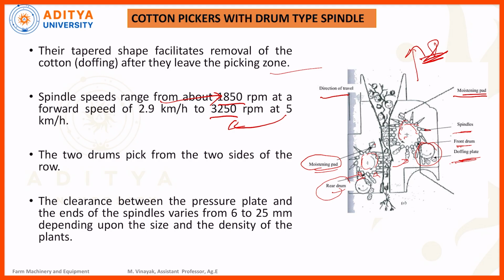So next one, the clearance between the pressure plate and end of the spindle varies from 6 to 25 mm. From pressure plate to spindle, the space varies from 6 to 25 depending upon the size and density of the plant. So here the pressure plate will be provided here. The space between the pressure plate to spindle is 6 to 25 mm. Next, look on to the next slide.